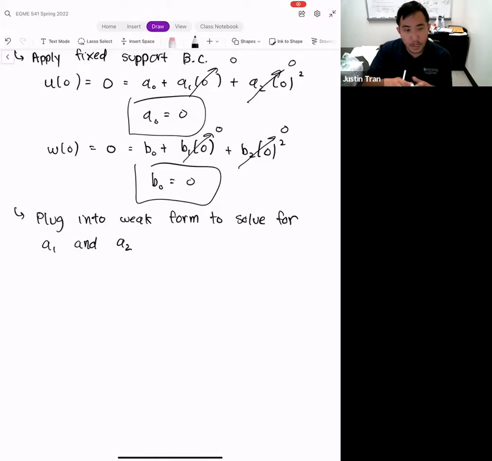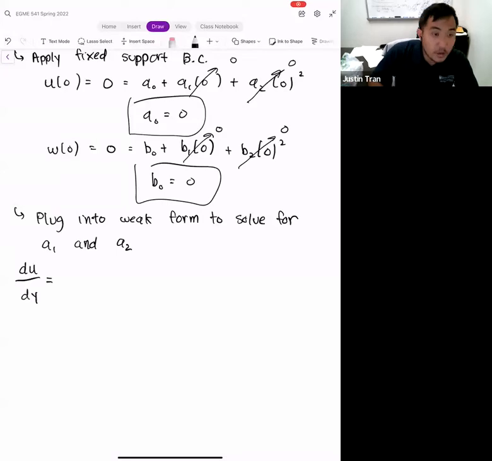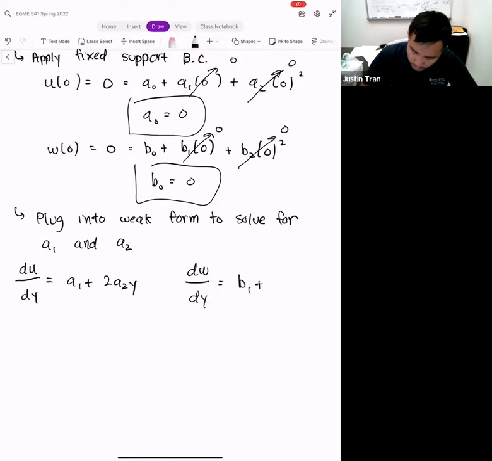To plug it in, we have to take the derivatives of our functions as well. So du dy is a1 plus 2 a2y, and dw dy is equal to b1 plus 2 b2y.